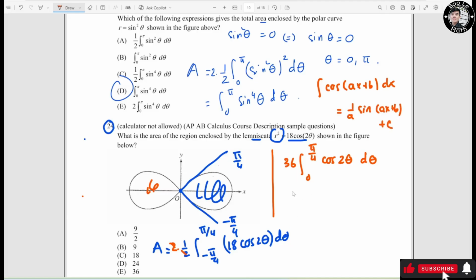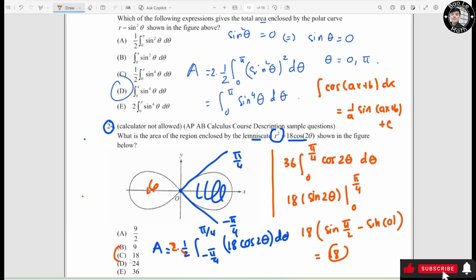So 1 over 2 means 36 divided by 2 is going to be 18, right? Times sine of 2 theta, right? Evaluated from 0 to pi over 4, right? So it could be 18 times sine. Substitute pi over 4 over here, it would be sine of pi over 2, right? Substitute 0 over here, it would be sine of 0, right? So the answer is 18, right? The answer must be C.